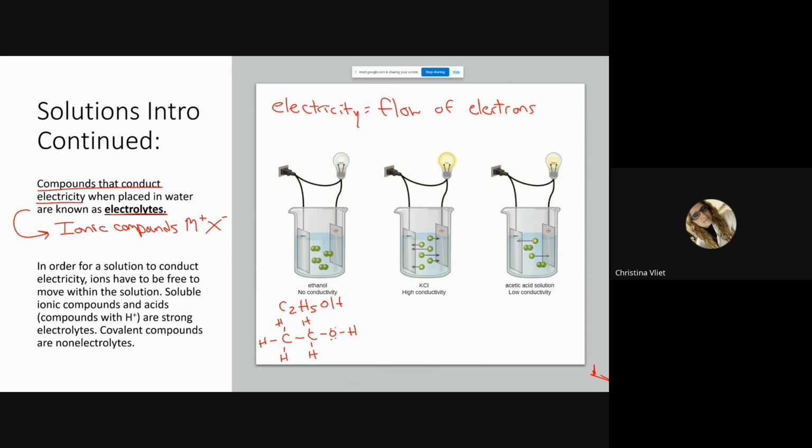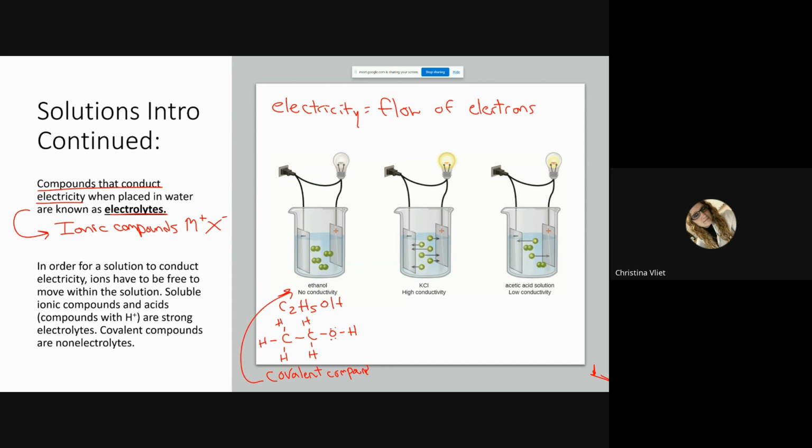What do you need to have the flow of electricity? A transfer of electrons. Something with a positive charge? Something with a negative charge. And what do you notice about ethanol? It doesn't have a charge because it's a covalent compound. So it turns out that all covalent compounds, with one very notable exception I'm going to bring up shortly, are going to be non-electrolytes, no conductivity.